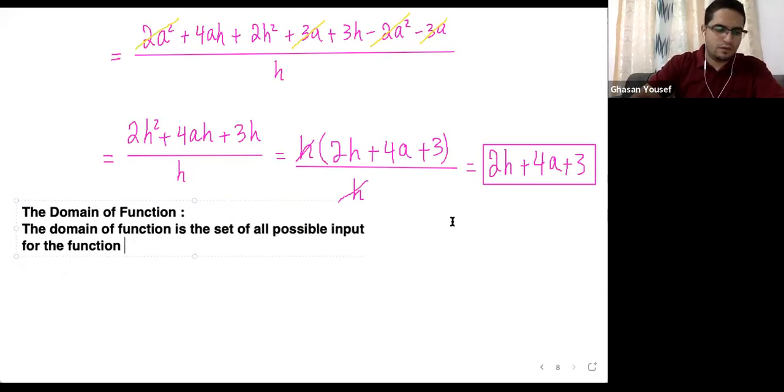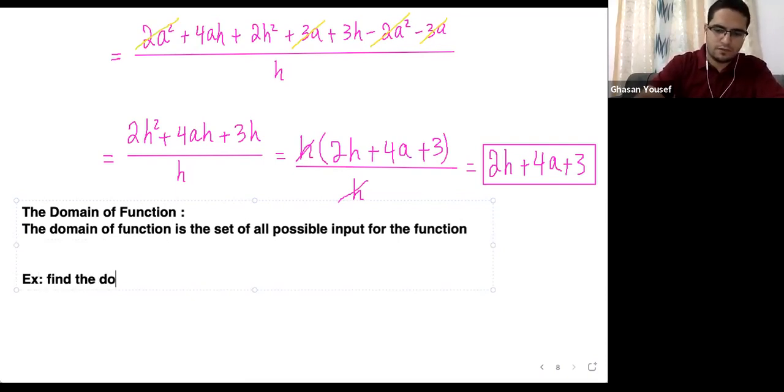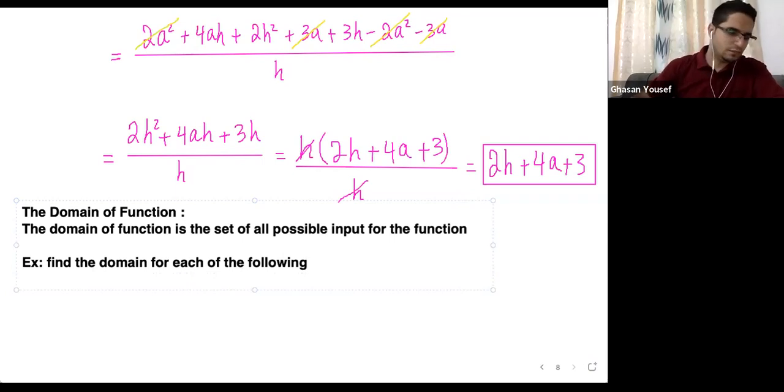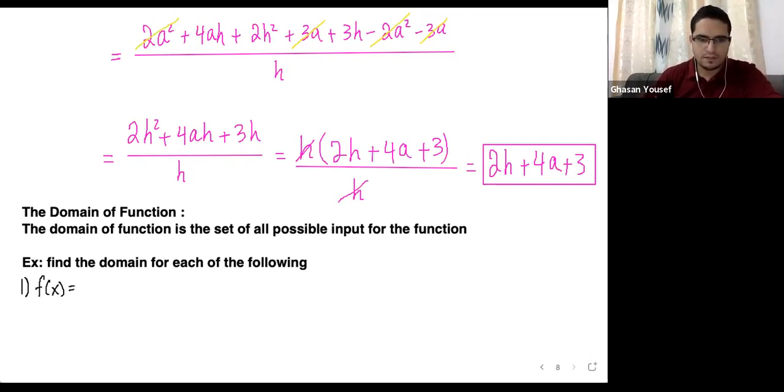So the question now, the example: find the domain for each of the following. For the first function, number 1, f of x equals x minus 9 over x. What is the domain here?